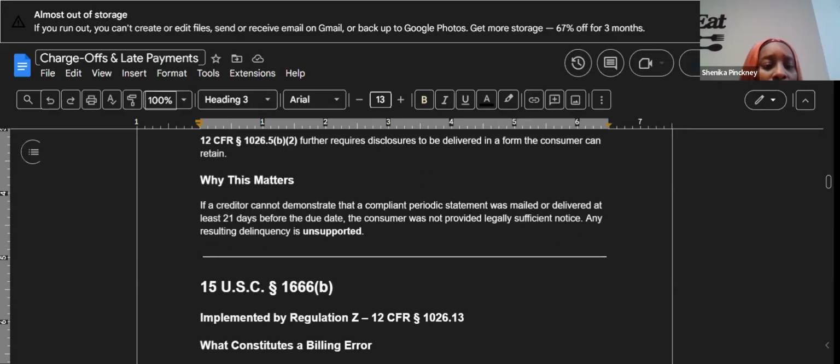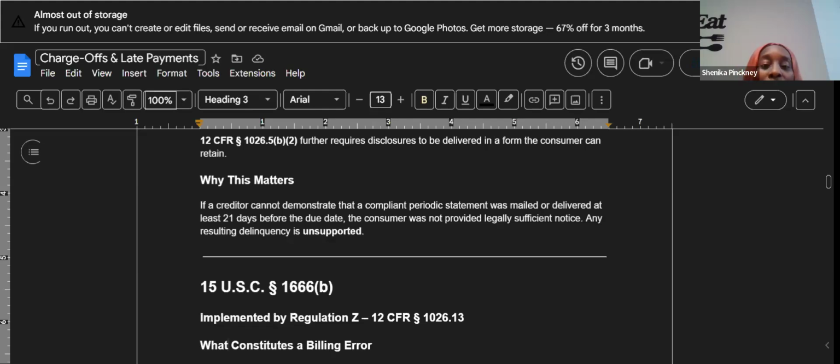12 CFR 1026.5B2 further requires disclosures to be delivered in a form that the consumer can retain. Why does this matter? Because if a creditor cannot demonstrate that a compliant periodic statement was mailed or delivered at least 21 days before the due date, the consumer was not provided legally sufficient notice. Any resulting delinquency is unsupported.